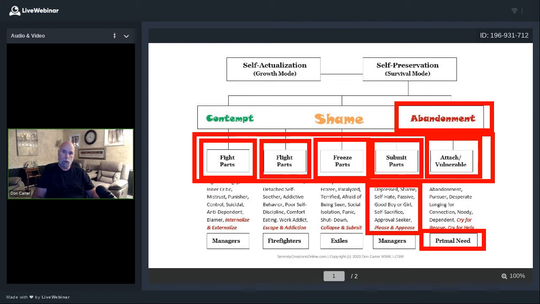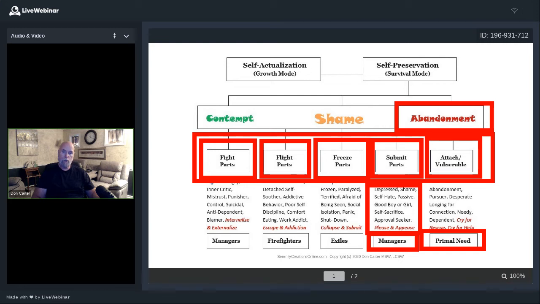Now, the submit part is what is supposed to manage the impressions of everyone around me. So it's a manager part in terms of the ego. In IFS, which is Internal Family Systems therapy, this would be called a manager because it's trying to make sure everybody's thinking the right things about me. And so that's why I'm a good boy or a good girl, or I'm self-sacrificing or approval seeking, pleasing and appeasing. That's my job, to make sure everybody thinks the right thing so I can feel okay.